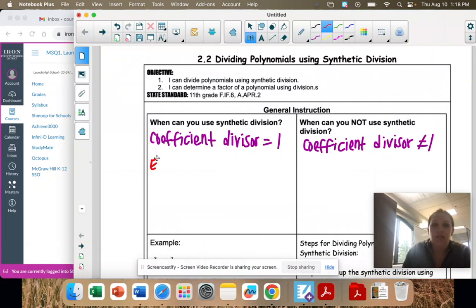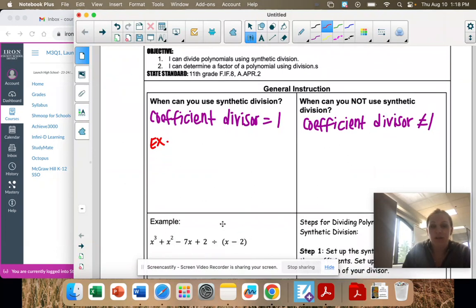So if we're looking at an example, this one down here, we can use synthetic. We don't even need to look at this part. We're only looking at this. This is the divisor. This is the coefficient. See how it's 1x? Because that equals 1, we can use synthetic.